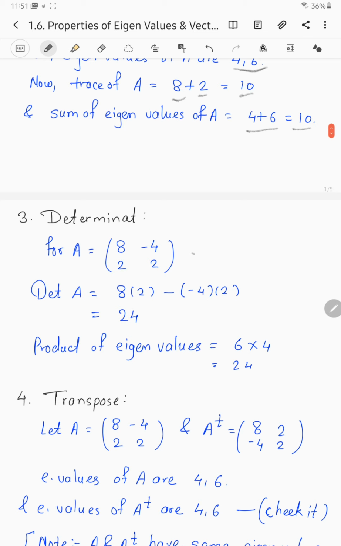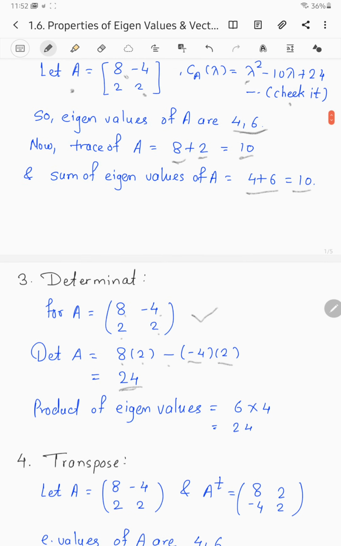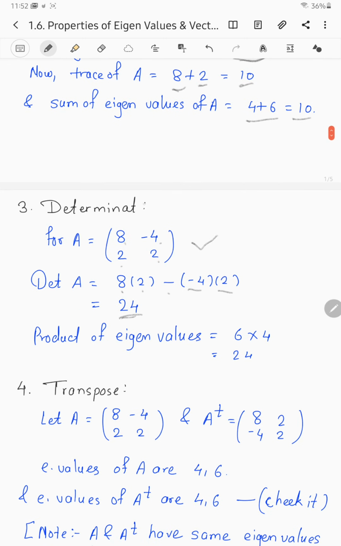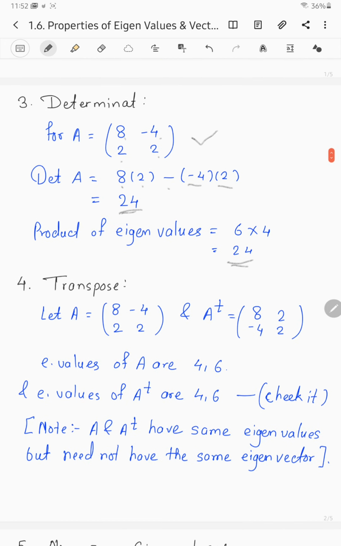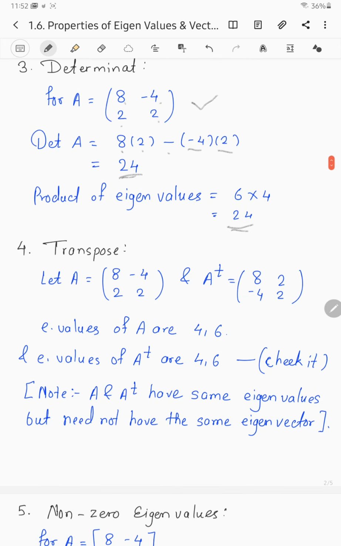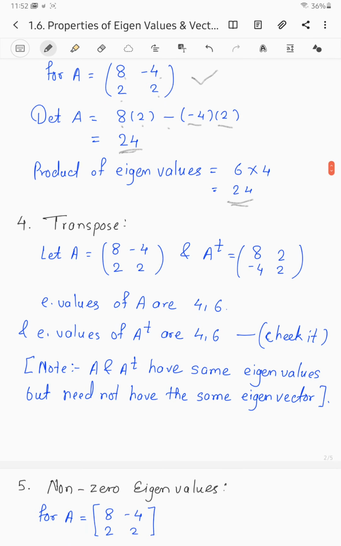Determinant for the same matrix A is 8 into 2 minus 4 into 2, so this is nothing but 24. Now we all know this is the same matrix which is described above. Eigenvalues are 4 and 6, and we all know the determinant is nothing but the product of eigenvalues. So here the product is 6 into 4, which is nothing but 24. Both are the same.